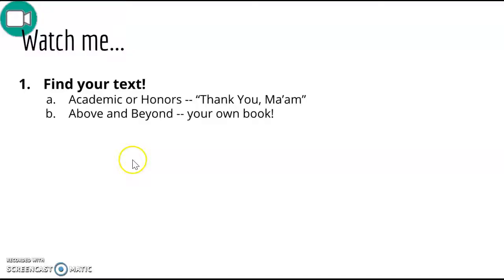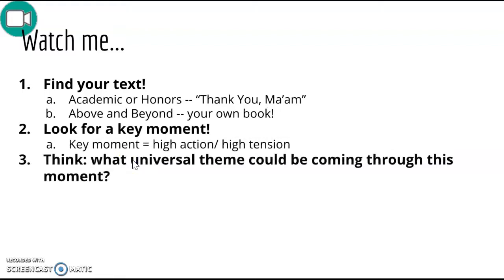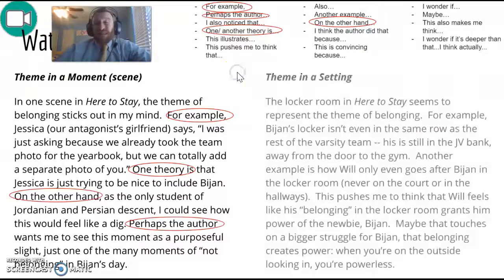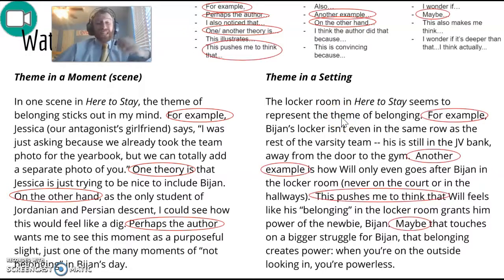Now for your second paragraph, you could go again and of course, look for another key moment in your story of high action or high tension. Think about another universal theme that could be coming through that second moment and then write long about it using thought prompts. Or if you want a challenge for your second paragraph, you could go ahead and link theme not to a moment this time, but to a setting. That's what I did in my second paragraph. I tried to think about how the theme of belonging was coming through a setting in the story. And of course, I used a lot of thought prompts to extend my ideas. And remember, that paragraph's not even done. It's just the start, okay?